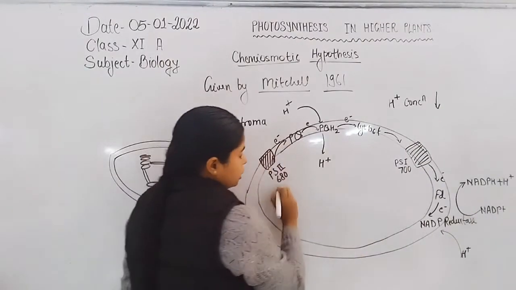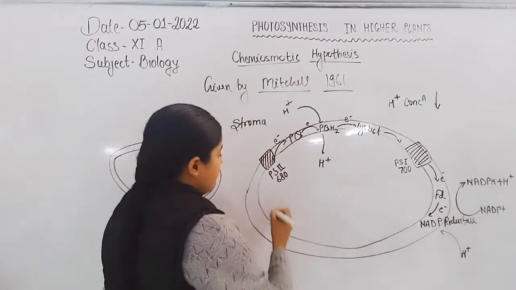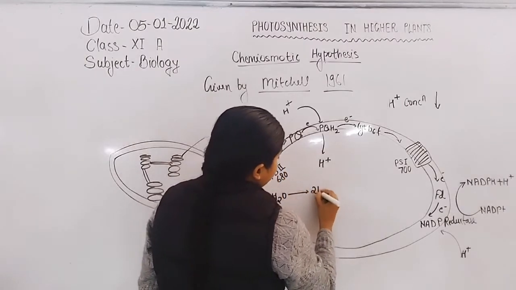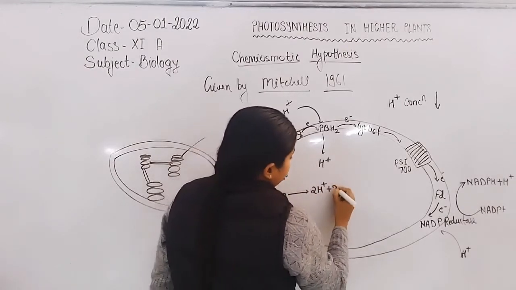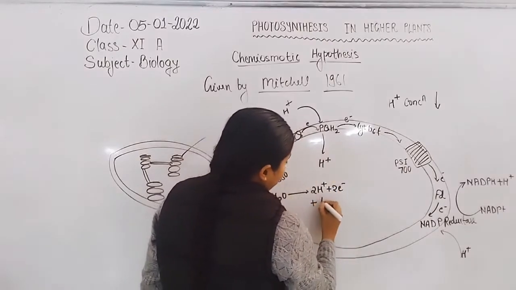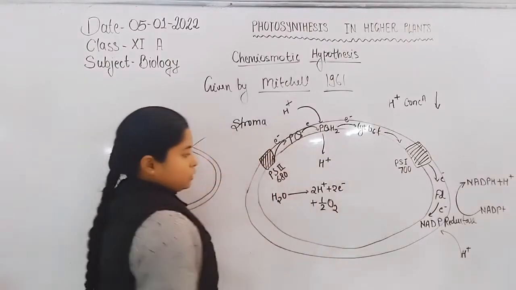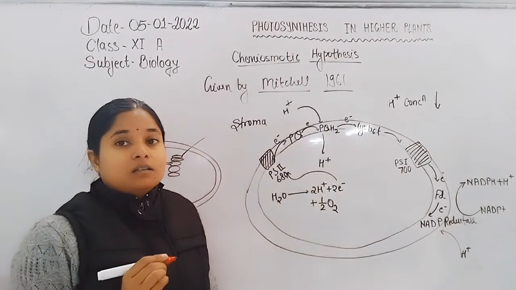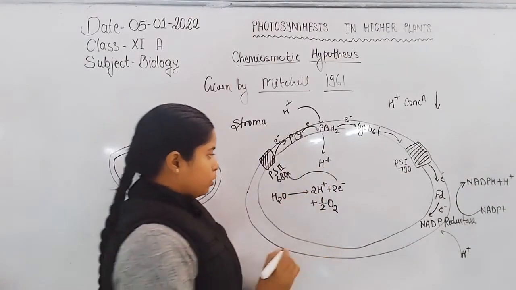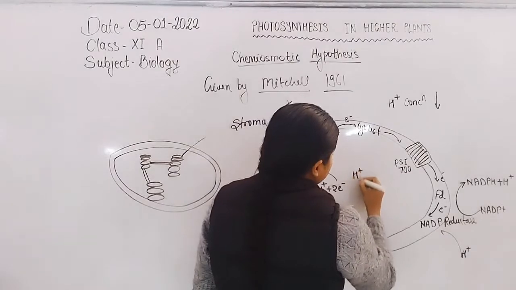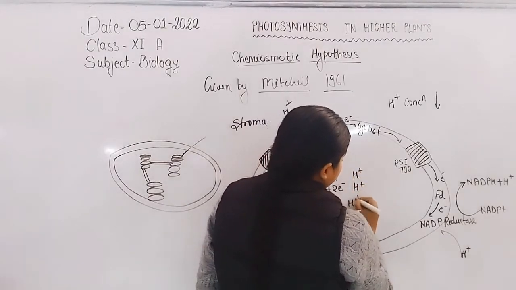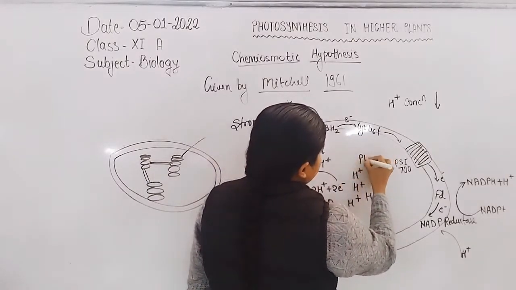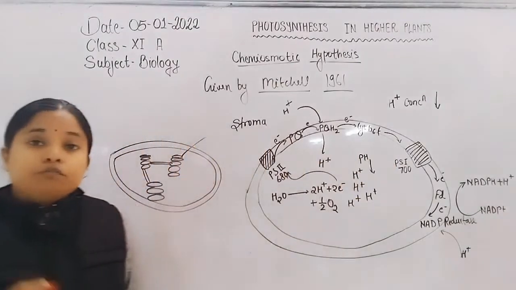So splitting of water near photosystem II happens, where one water molecule is split into two protons, two electrons, and half an oxygen molecule. Now these two electrons are transported to the photosystem II reaction center, whereas the two protons are present inside the lumen and cause a regular increase in the protons in the lumen, decreasing the pH inside the lumen of the thylakoid.